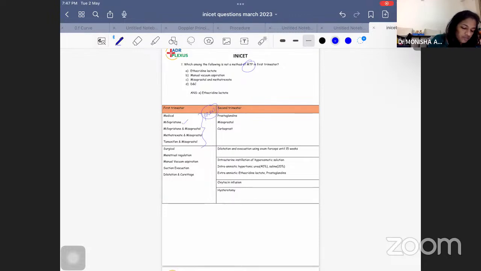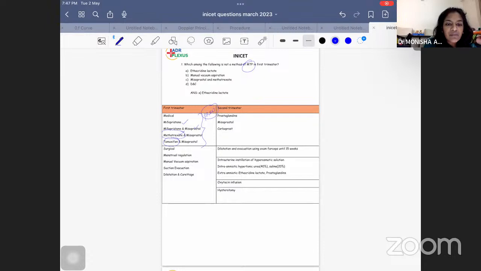So the options are Mifepristone, Misoprostol, Methotrexate, as well as Tamoxifen. Don't forget Tamoxifen; we usually forget about Tamoxifen and Methotrexate. Mifepristone, everybody remembers. Misoprostol also we remember. The two extra drugs you have to remember are Methotrexate and Tamoxifen.